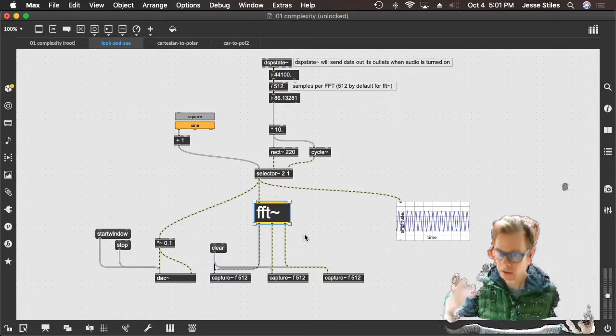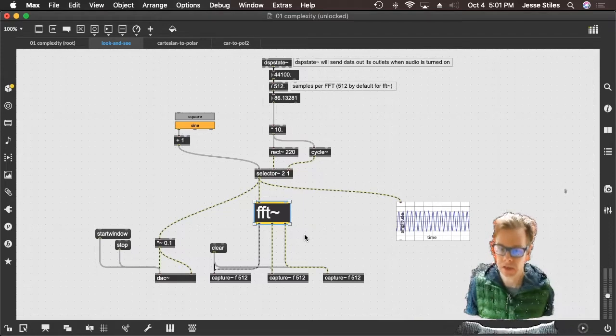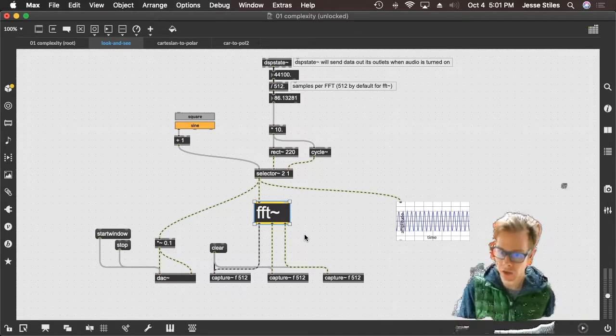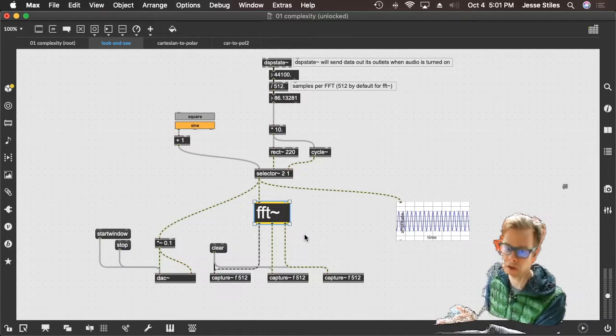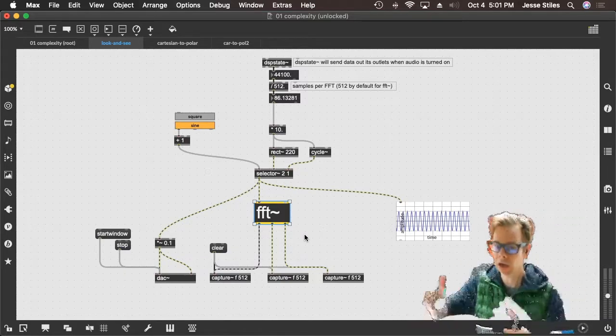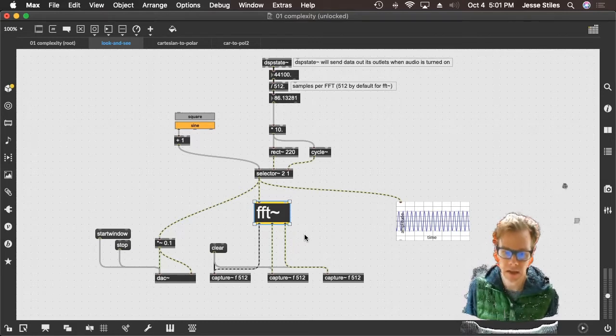So you can kind of think about this in musical terms. You can say your FFT has a fundamental frequency, and then there's all these integer multiples of that fundamental frequency where we're going to be looking at the signal and getting the information that's there.